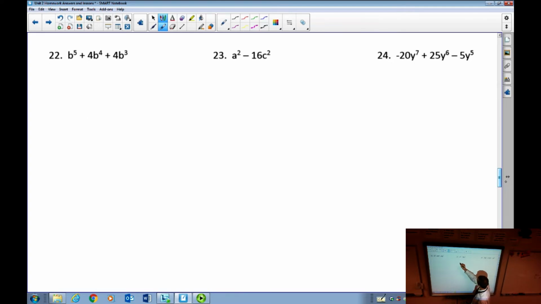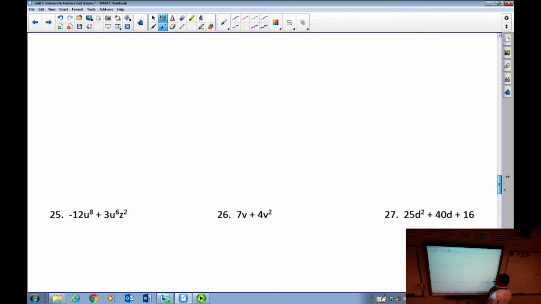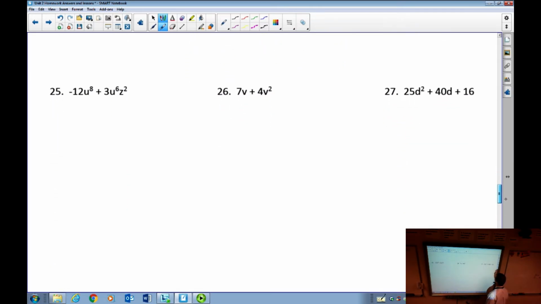Same with 23, it's going to be a special. Remember, it's special. It means the middle term is going to be a plus and a minus. So a plus 4c and a minus 4c. Let's see here. Looking good there. Pull out the GCF. They're all looking about the same now, so I think you can do this.